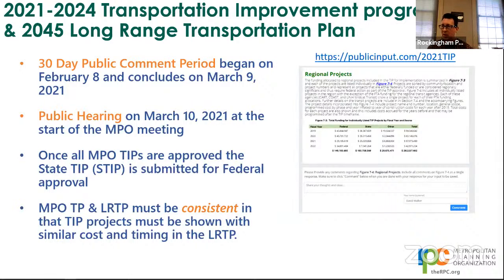There is a public engagement portal on our public input website where you can make comments on the TIP and the long range plan. You can find that at publicinput.com/2021TIP. You can put any comments you have in there, as well as make them at this meeting or at the public hearing on the 10th.